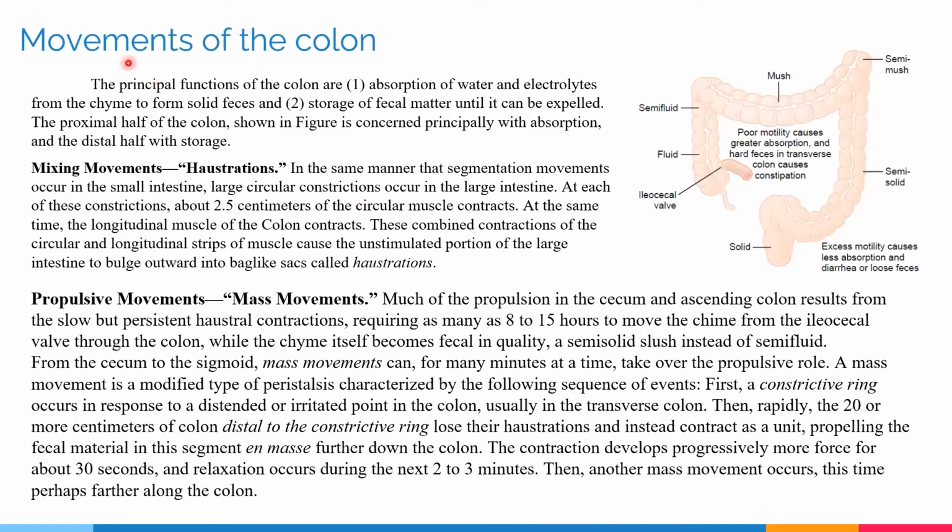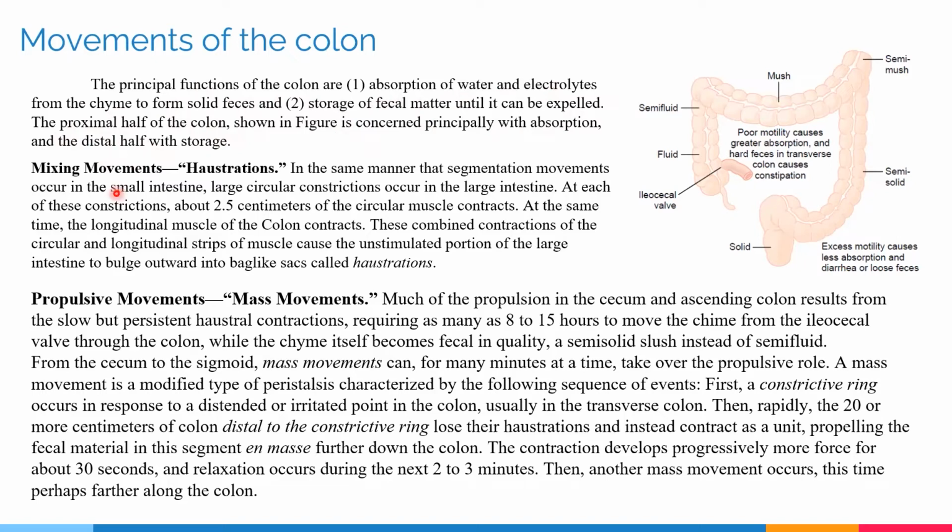After being done with the movements of the small intestine, we look into the movements of the colon. The principal functions of the colon are: first, the absorption of water and electrolytes from the chyme to form solid feces, and secondly, storage of fecal matter until it can be expelled. The proximal half of the colon, as shown in the figure, is concerned primarily with absorption and the distal half with storage.